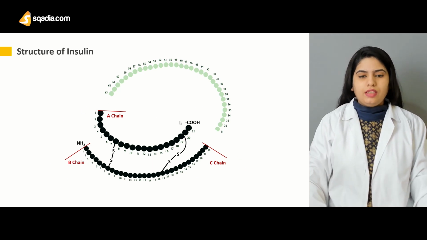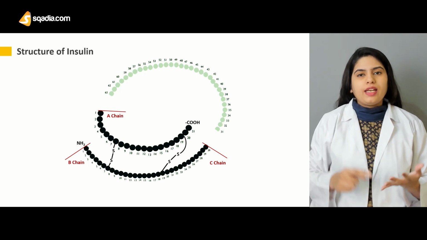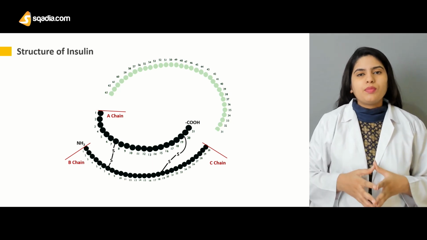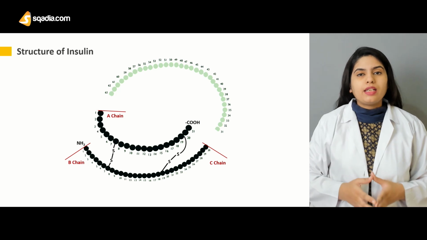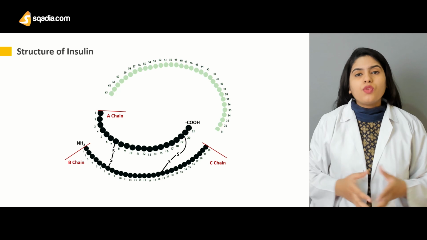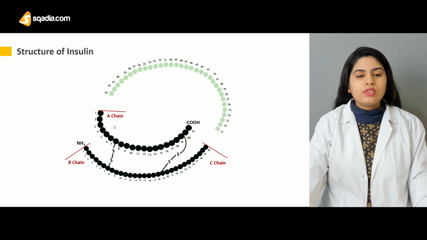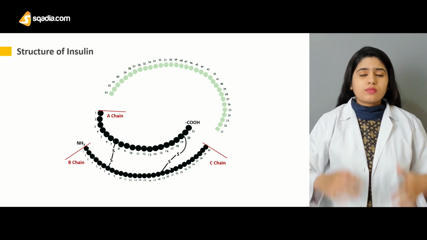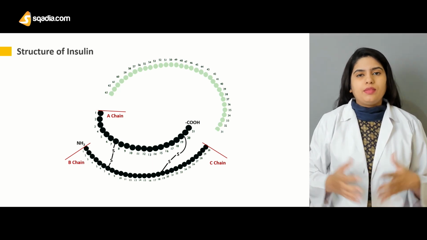If the A chain, B chain, and the C chain, all three chains are present, then it is the proinsulin that is synthesized from the beta cells, and the mature form of insulin consists of only two chains, the A chain and the B chain. There are sulfide bridges, or sulfide bonds, present between the amino acids of the A chain and B chain that stabilize them.